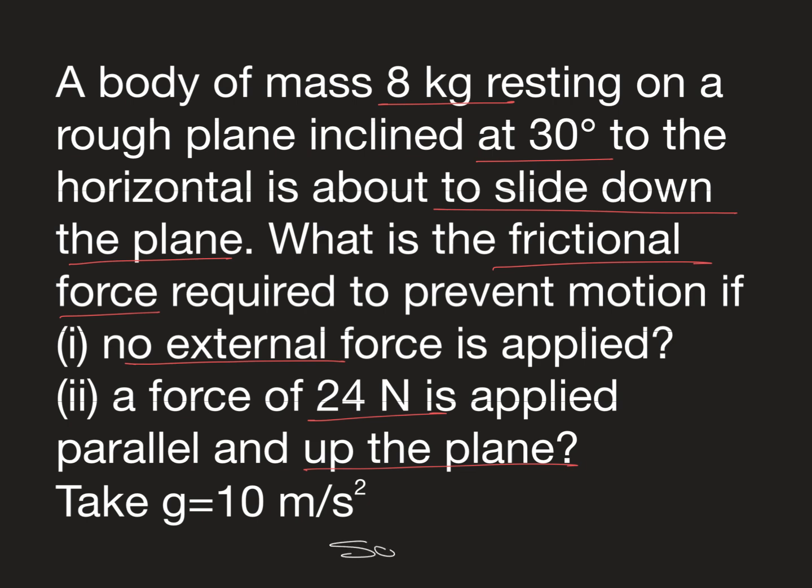Solution. The first question we have to ask ourselves is, what is the state of motion of this object? It is stated that it is about to slide down the plane, which means the motion is down the plane. The words about to slide down tell us the nature of the motion. So this is a limiting equilibrium. Whenever you see about to slide down in a question, it talks about limiting equilibrium.